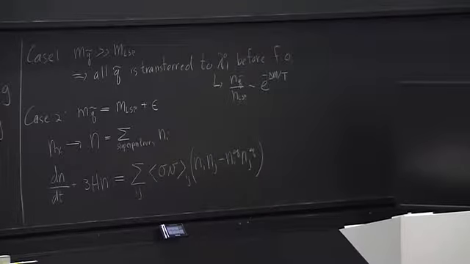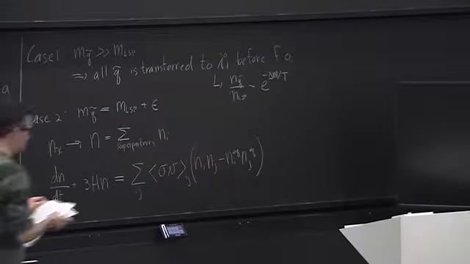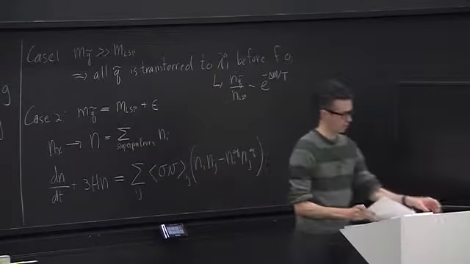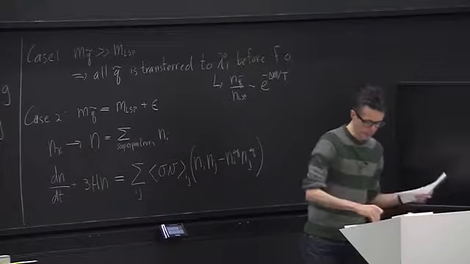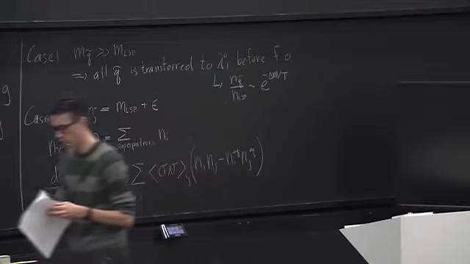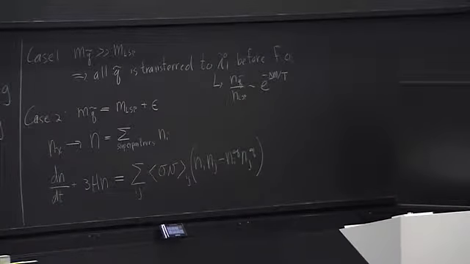Okay, so that's all I wanted to say about thermal freeze-out. The next thing I want to move on to is non-thermal dark matter. And as a specific illustration of non-thermal dark matter, I want to talk about gravitinos. So this is a bit more supersymmetry.